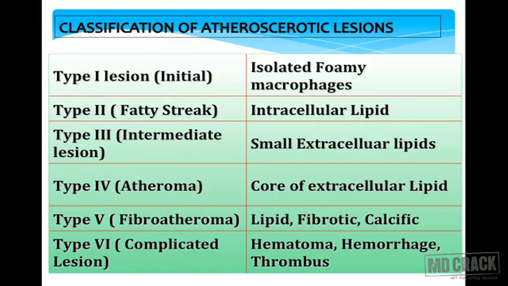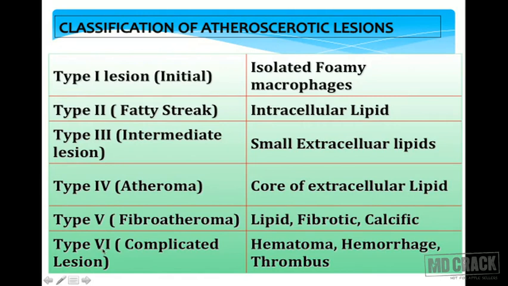In type 3, it is an intermediate lesion where you see small extracellular lipids. In type 4, it is a classical atheromatous plaque where you see a core of extracellular lipid. In type 5, it is a complicated form where you will see fibroatheromas. Not only lipid, it will undergo fibrosis, and it can even undergo calcification.